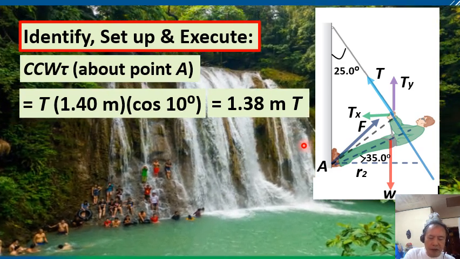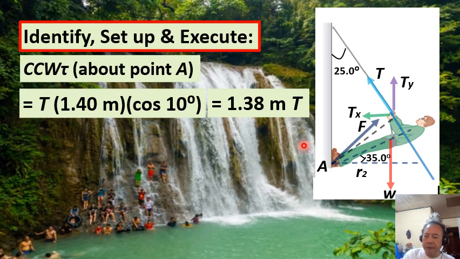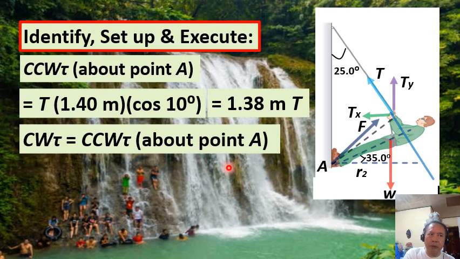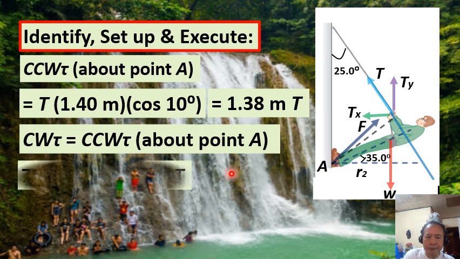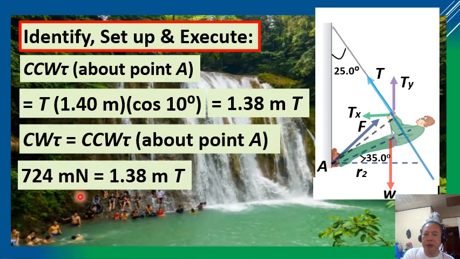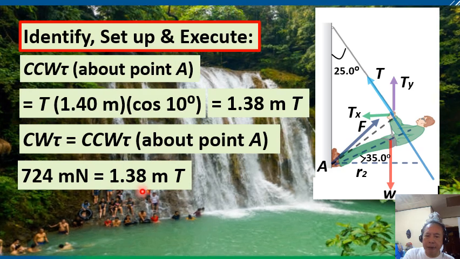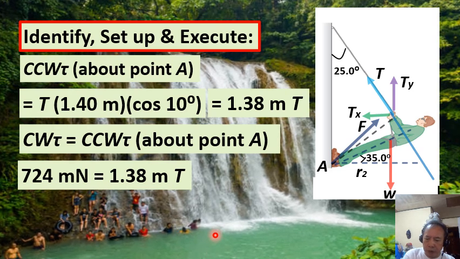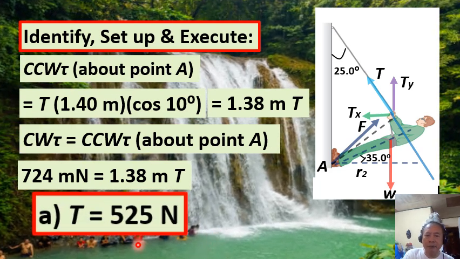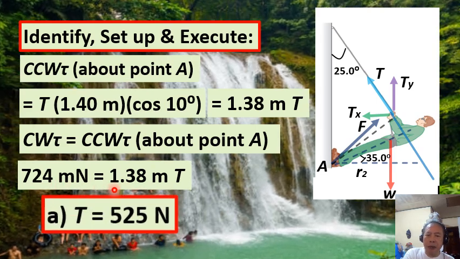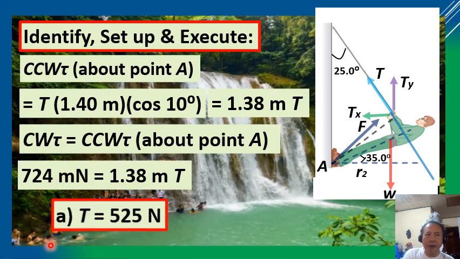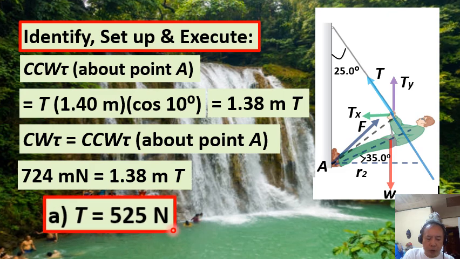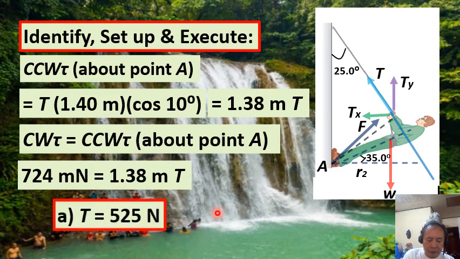And equating the two torques for the clockwise and the counterclockwise rotations about the axis of rotation point A, we get 724 meter Newton equals 1.38 meter times the tension T. So solving for the tension T, we just divide 724 meter Newton by 1.38 meters, and we get the value of the tension force capital T equal to 525 newtons in three significant figures.